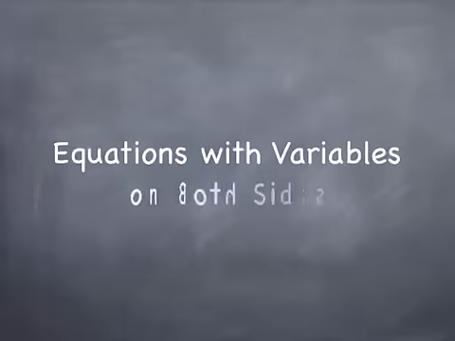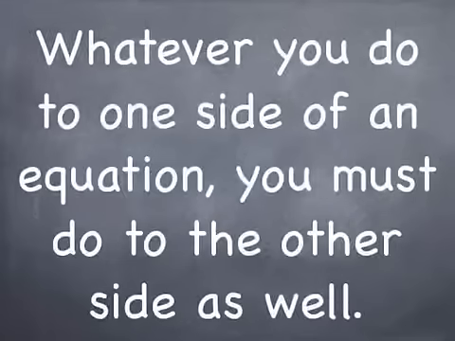In this video, we're talking about equations with variables on both sides. Something to remember when you're trying to solve equations with variables on both sides is whatever you do to one side of the equation, you must do to the other side of the equation. That's the golden rule for solving equations with variables.